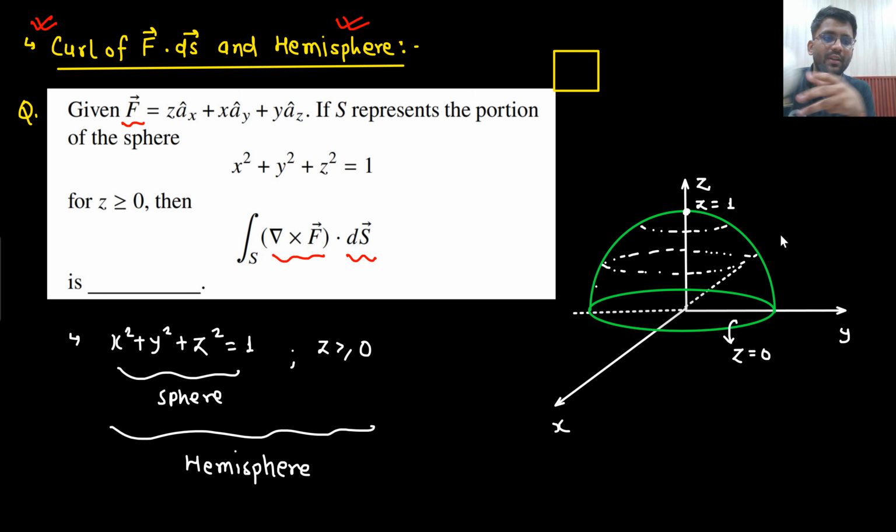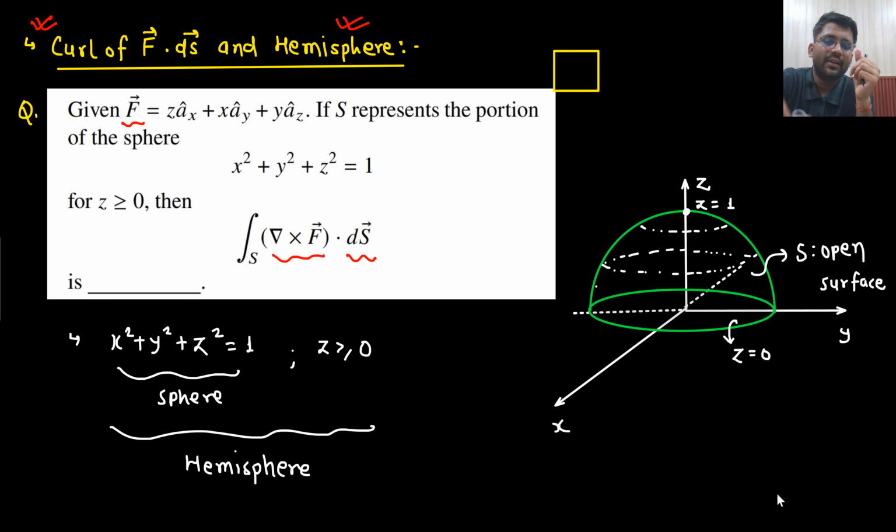Are you able to understand this point? Only through this curved surface you are supposed to find out. What you are supposed to find out? Del cross f dot ds. So what is your surface now? This is your surface S. This is not the downward surface, you cannot take. So it is an open surface. For this open surface, I will have to write down the ds vector, which will be a difficult task.